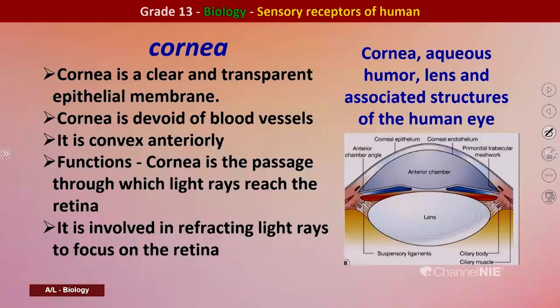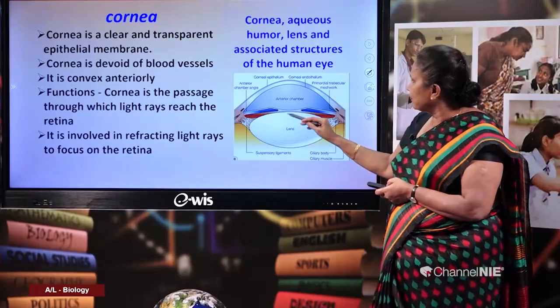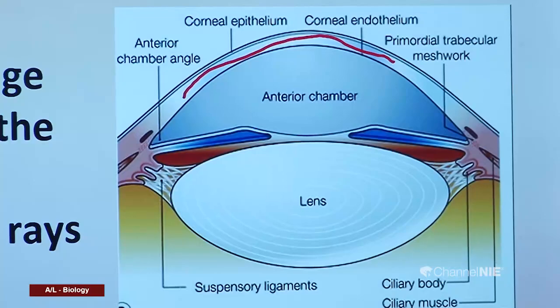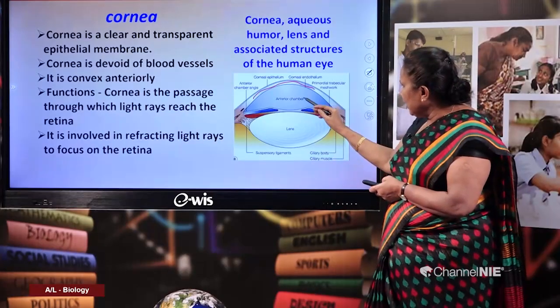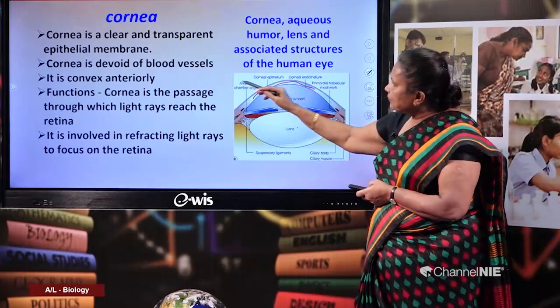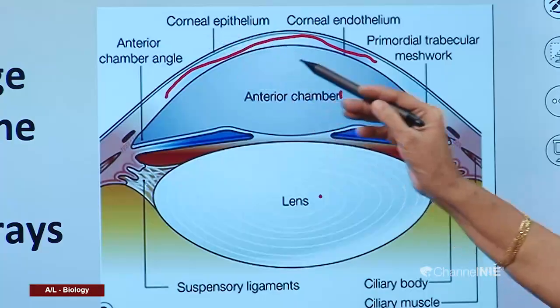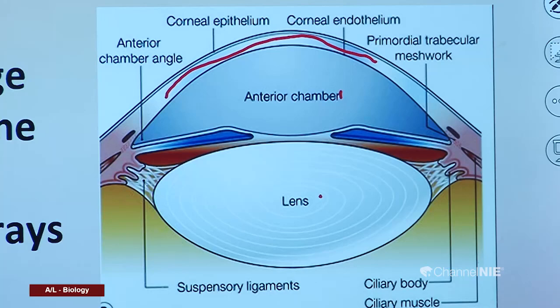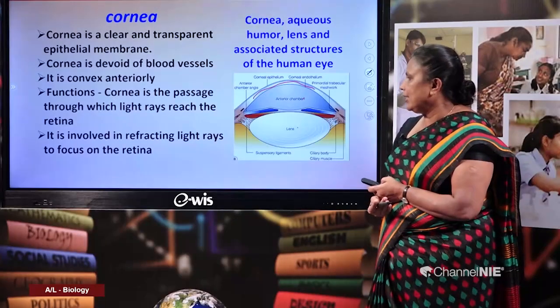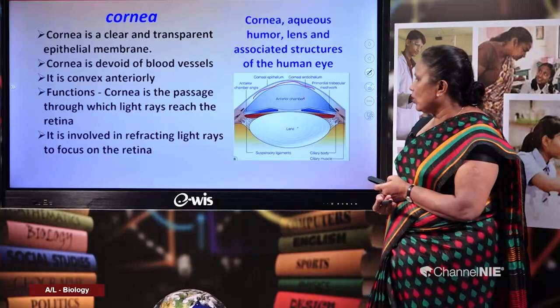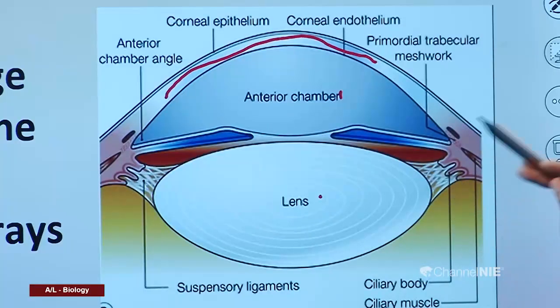Then the cornea. I showed you this earlier, but you can see a clear diagram here. Anterior chamber, this is the cornea. It is made up of epithelial cells, and behind that you can see the lens. Also, the cornea is devoid of blood vessels, it doesn't have any blood supply, and it is involved in refracting light rays to focus the light on the retina. So, this is how you can see the cornea.